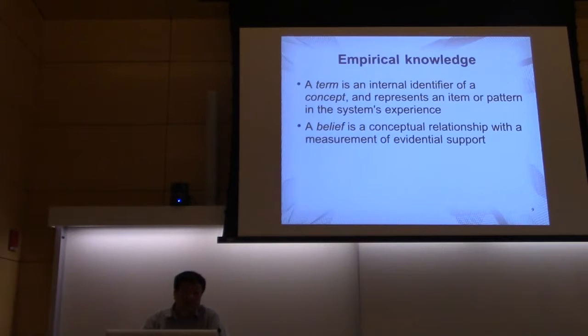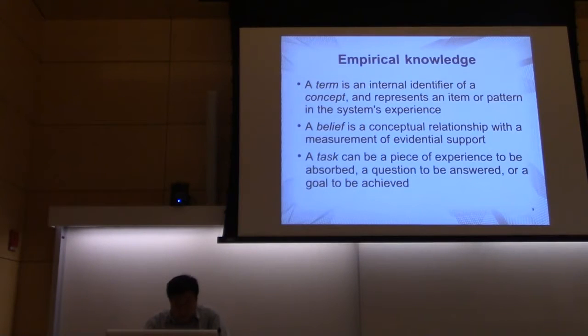Then we have belief. What we call beliefs are the conceptual relationships, or the relations between the terms. And everything is true to a degree, as I already said. So there is a measurement which indicates evidential support for that relationship, which I also explained in the first stage tutorial. Then we have something called a task. That's what the system can do. There can be three types of tasks in the current implementation. It can be a piece of new knowledge to be integrated, to be absorbed into the memory, or it can be a question to be answered, or a goal to be achieved through the system's operations.